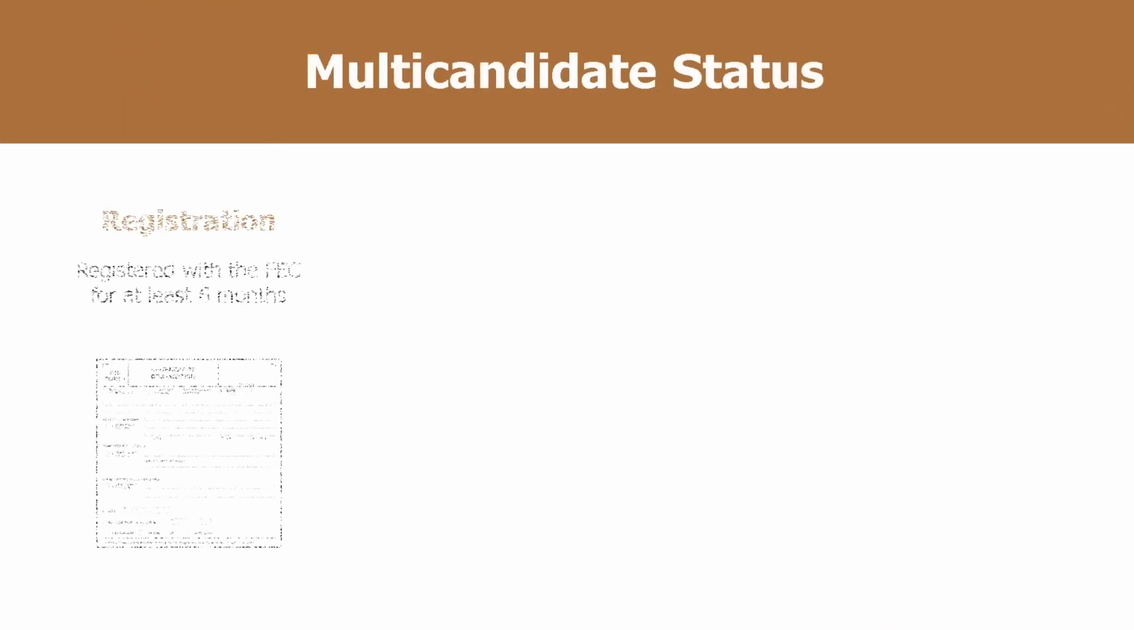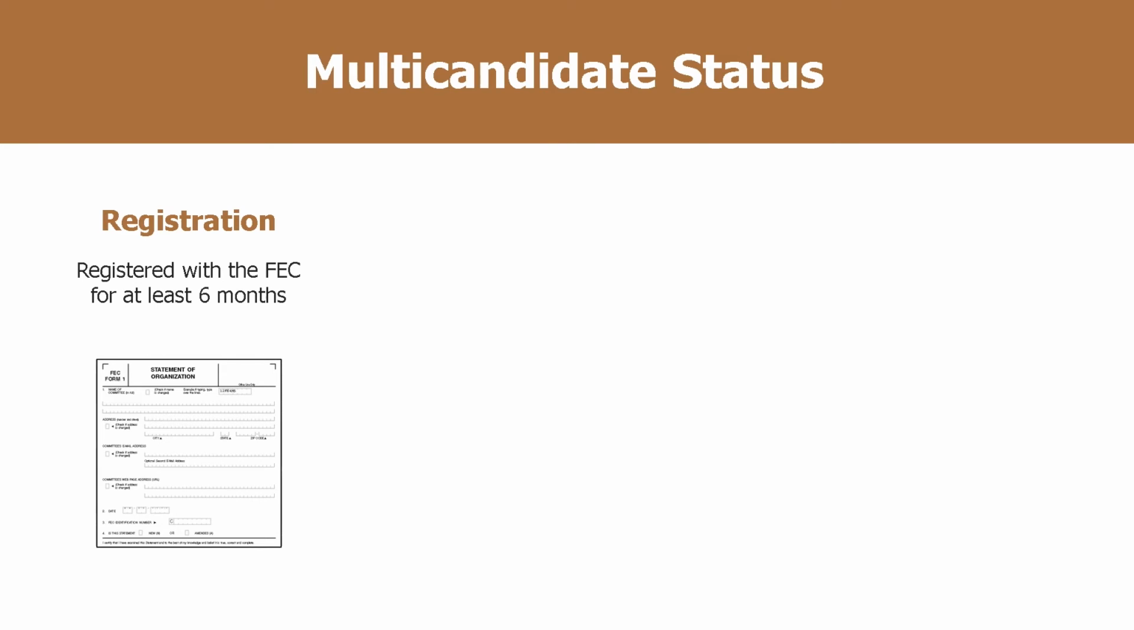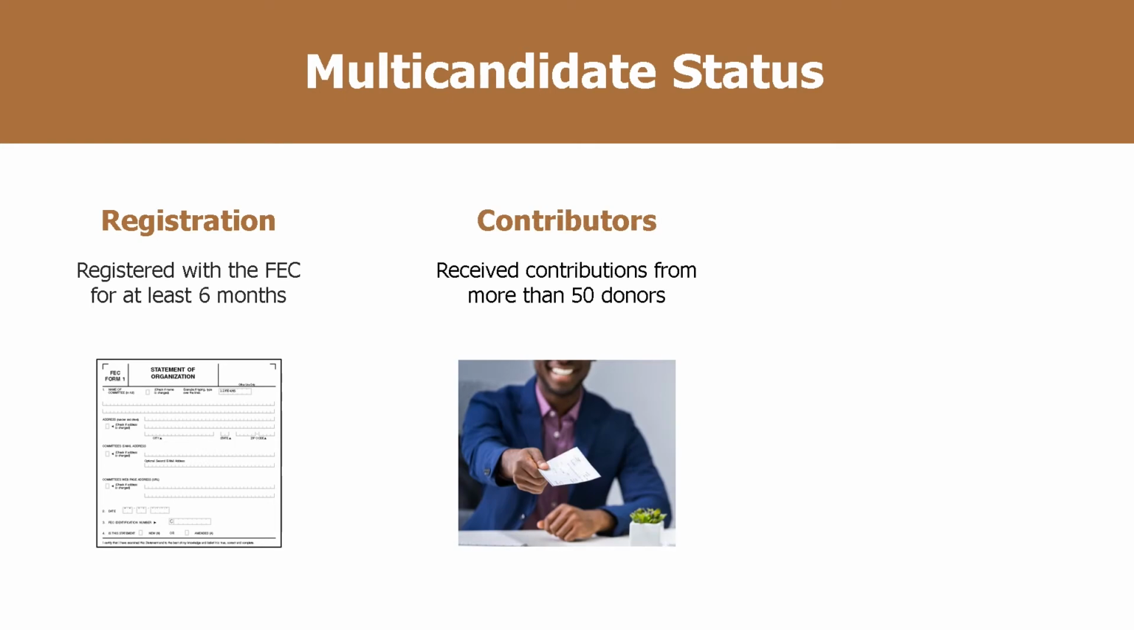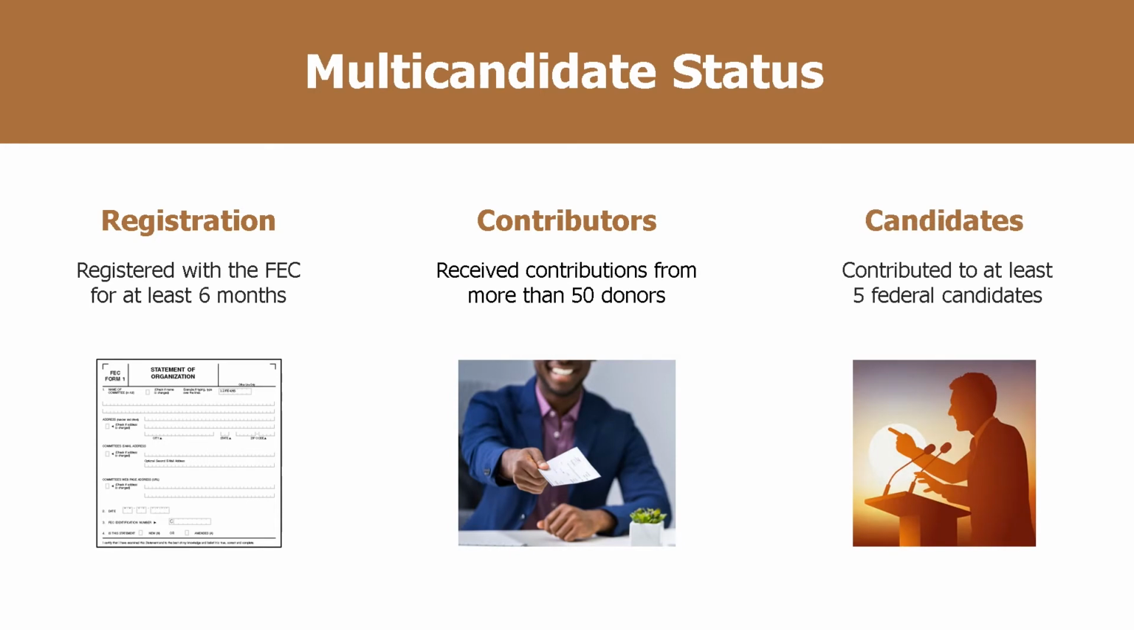To qualify as a multi-candidate PAC, a committee must satisfy three criteria. First, it must have been registered with the FEC for at least 6 months. Second, it must have received contributions from more than 50 contributors. And third, it must have made contributions to at least 5 candidates for federal office.